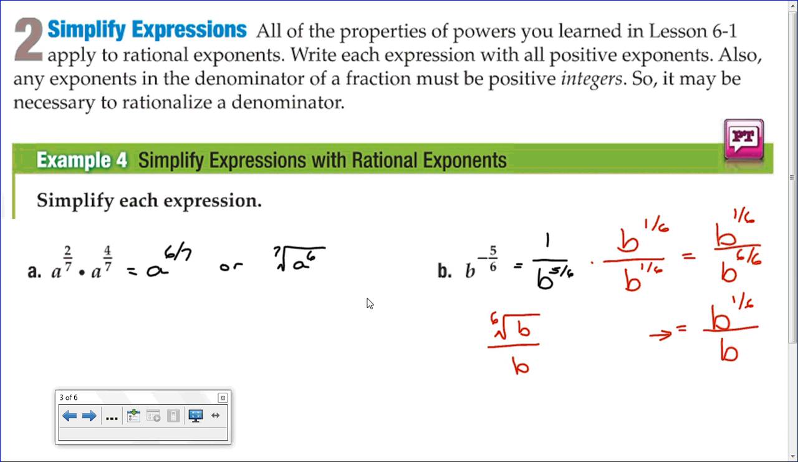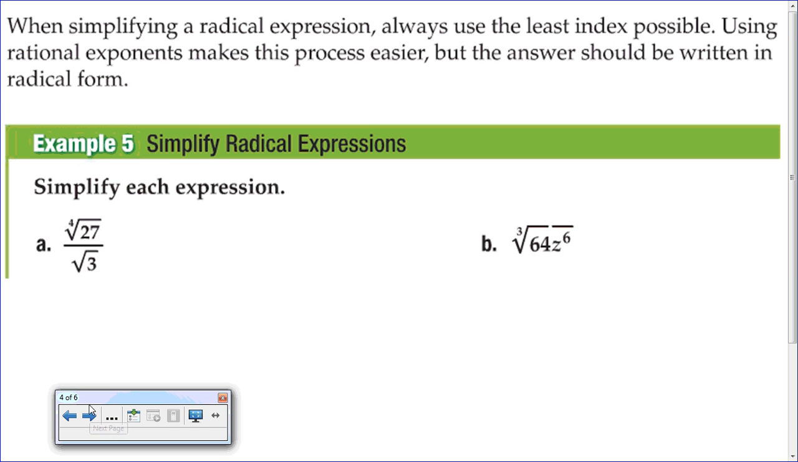Okay? Moving on to my second example for today. When simplifying a radical expression, always use the least index possible. In other words, we're going to simplify the fractions that are powers after we've got them written that way as rational exponents. Okay? But the answer should be written in radical form. So we're going to translate back into radical.